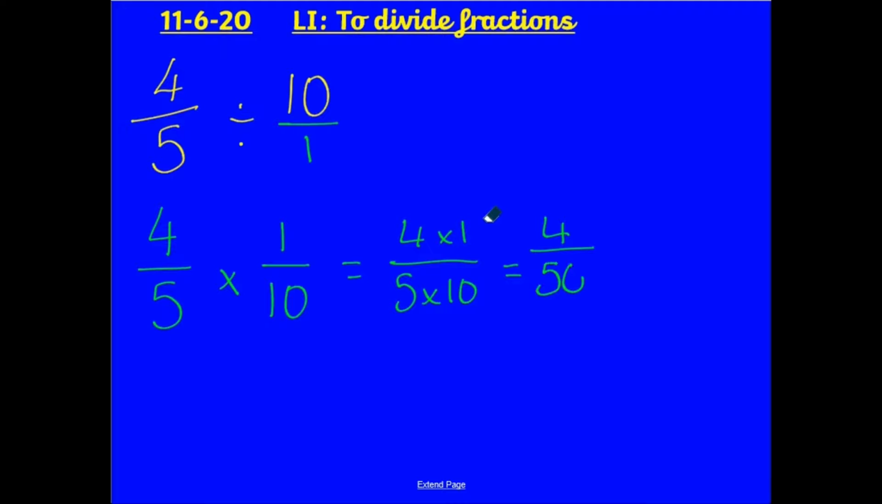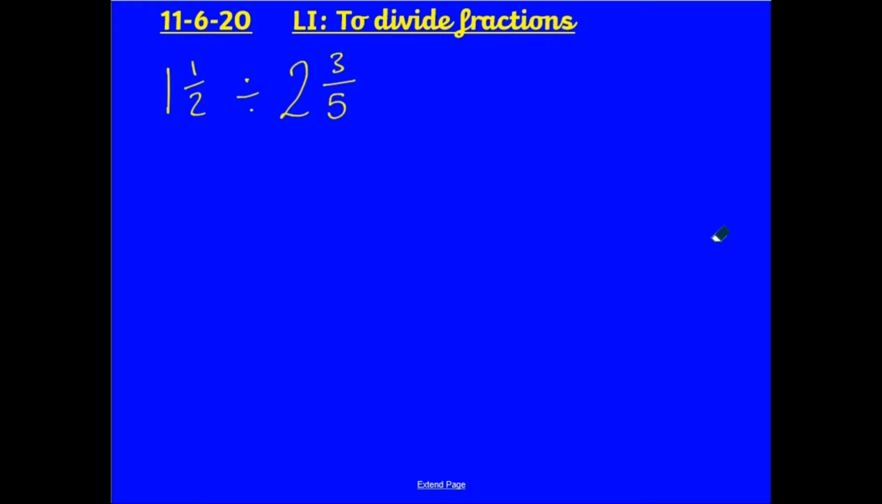4 over 50. Well, again, they are both even numbers, so they're definitely divisible by 2, maybe by 4 or 6 or 8. But let's just have a little look at 2 first. If I simplify that down, that will become 2 over 25. Now again, 25 is an odd number. I've only got 2 left, so I cannot simplify that any further. So 4/5 divided by 10 is 2/25.